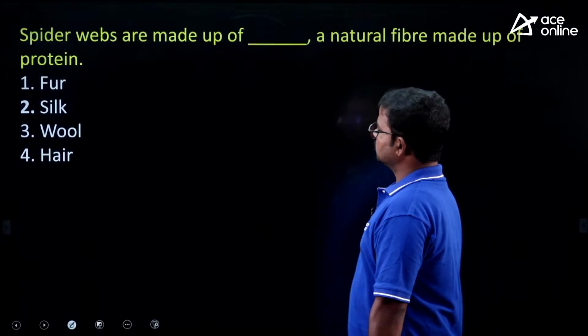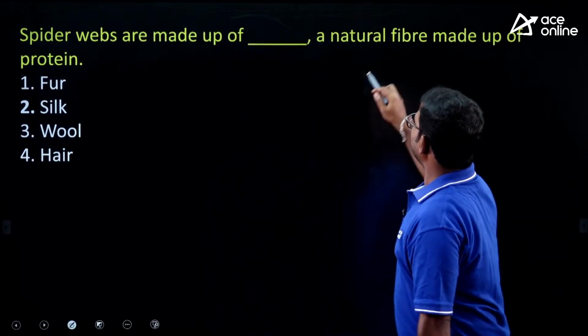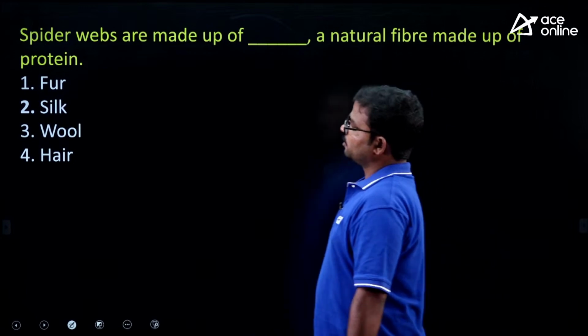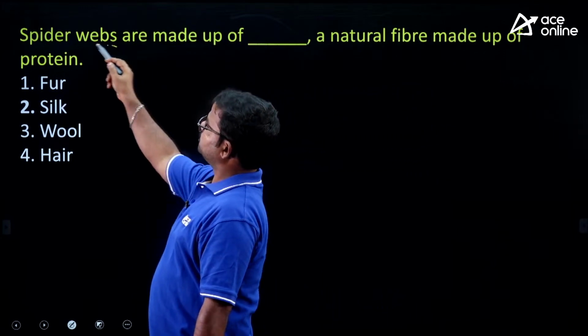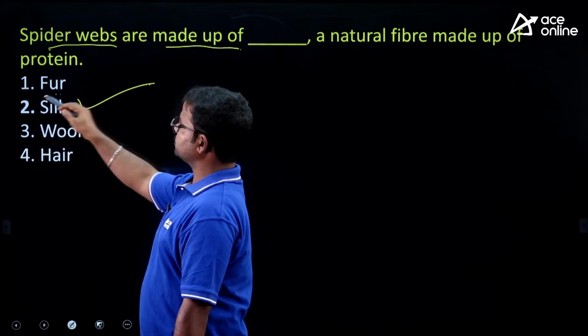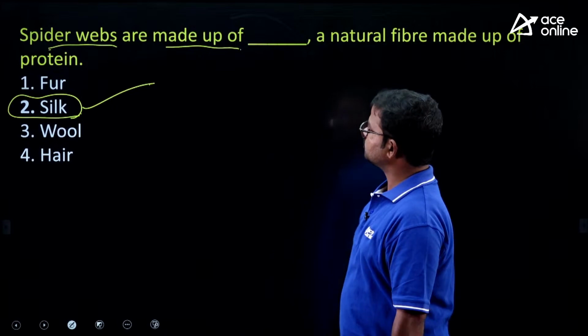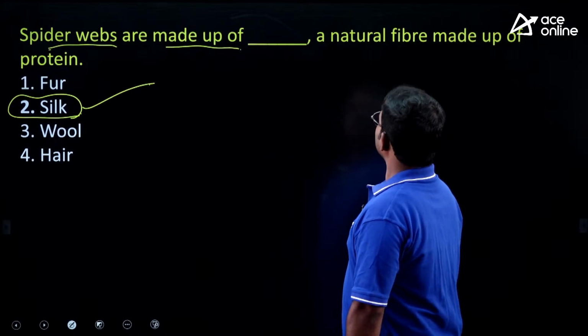Next one. Spider webs are made up of dash, a natural fiber made up of protein. If you consider spider webs, they are made up of silk derivatives. So because of that, option 2 is the right option here.